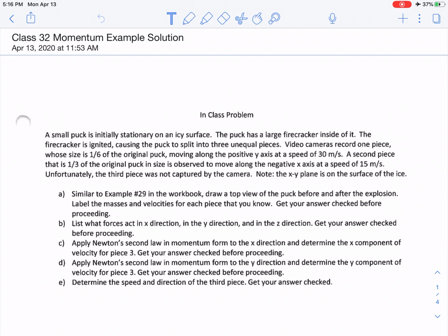Hi everyone again. So now we're going to solve an in-class problem. This is an addition to what we solved, and it is going to be very similar to example number 29. And this would be the practice that you would do in class. So please take your time and try to do it on your own, and then check the solution.